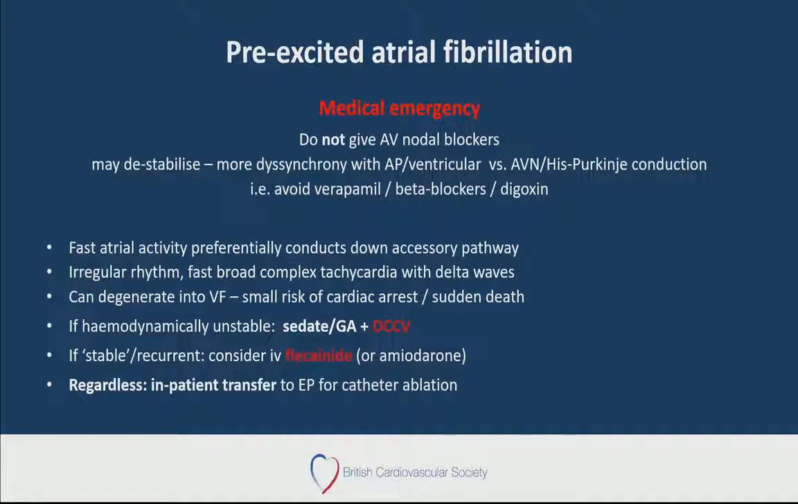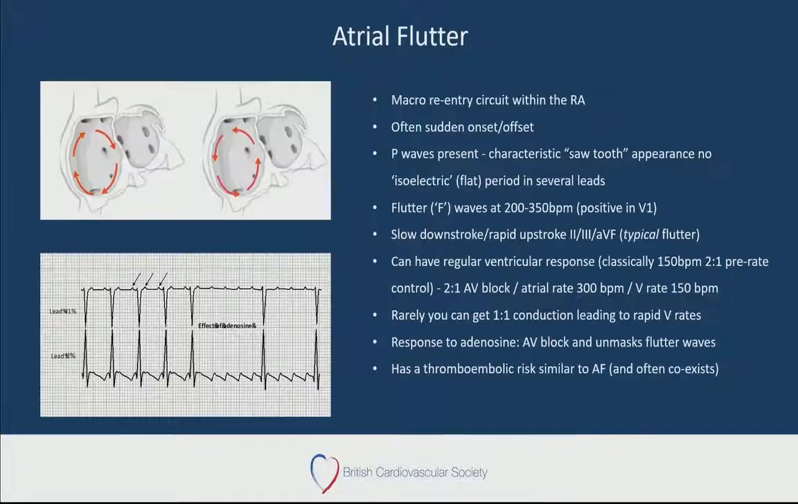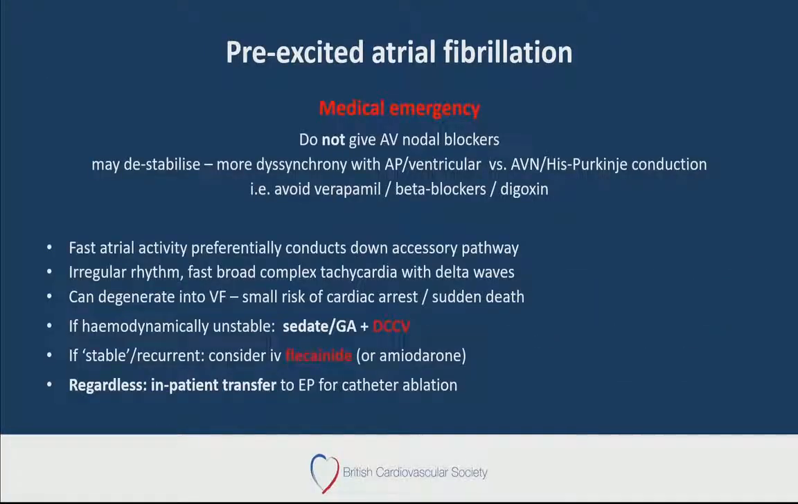So as I've mentioned, fast broad complex tachycardia can degenerate. You really want to cardiovert these patients. In some cases, you could consider things like amiodarone and flecainide, but I would insist on not doing so, and cardioverting them and referring them as an inpatient to an EP centre for catheter ablation.